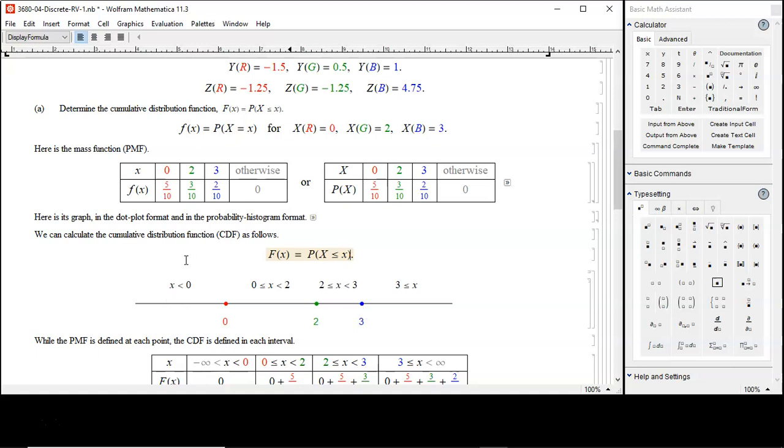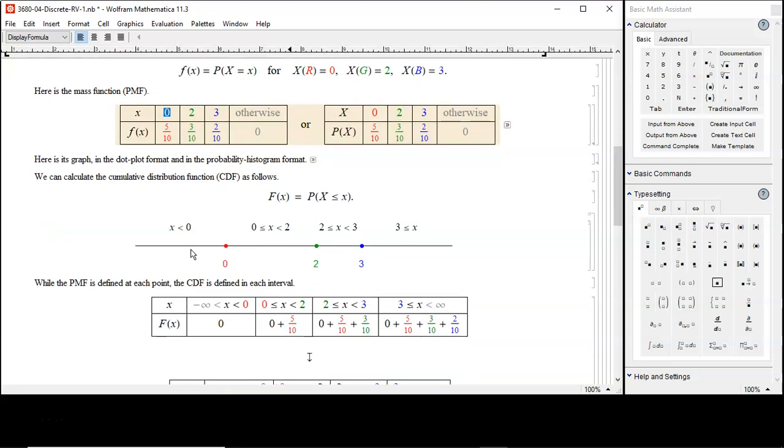Now, for x less than 0, the probability of getting anything less than 0, that's impossible, isn't it? The smallest possible value is 0. So anything less than 0, that's impossible. So always, this probability over here is 0. Always I begin from 0.